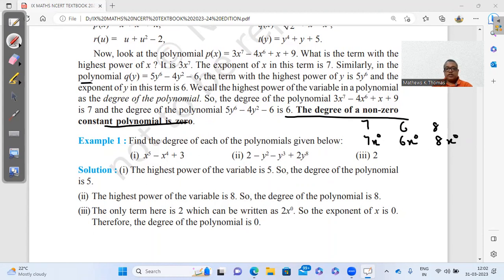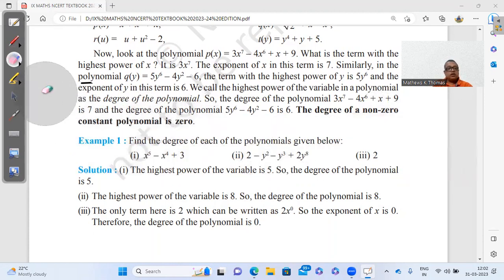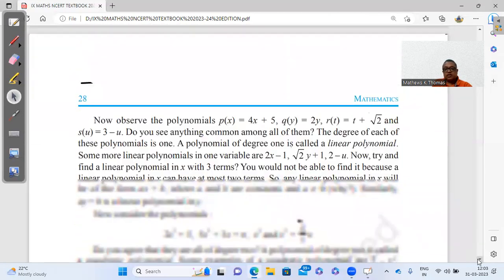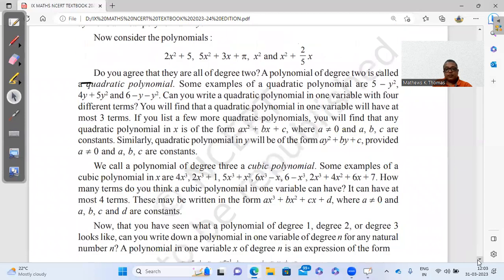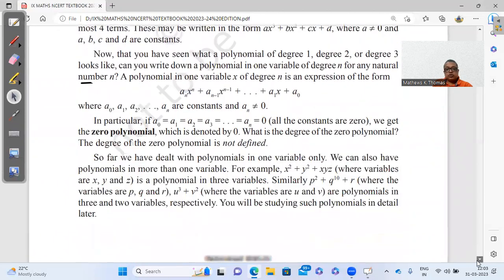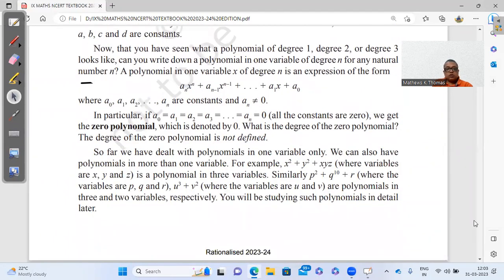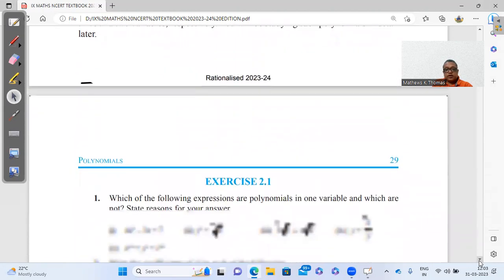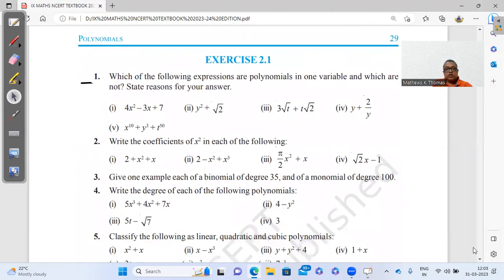Right? Find the degree of the following. Degree is the highest power. So here it is 5. In this I find it is 8. So degree will be the highest power of the polynomial. You just have to go to the polynomial and see which is the highest power. Next, zero polynomial, this we have gone through. Now we are going to do the exercise.